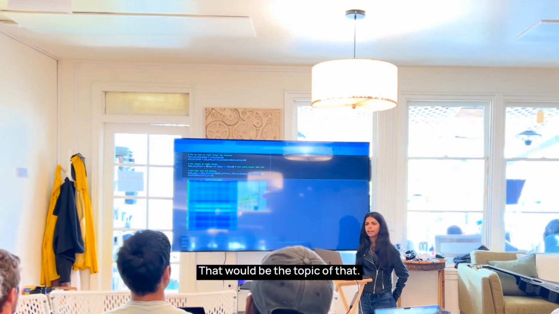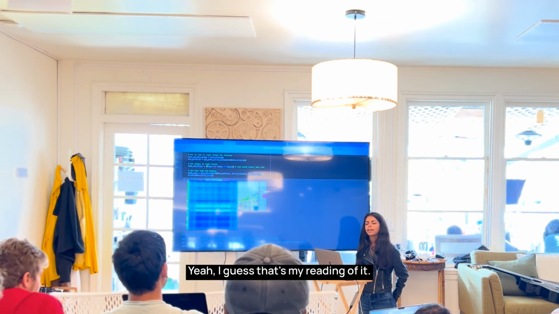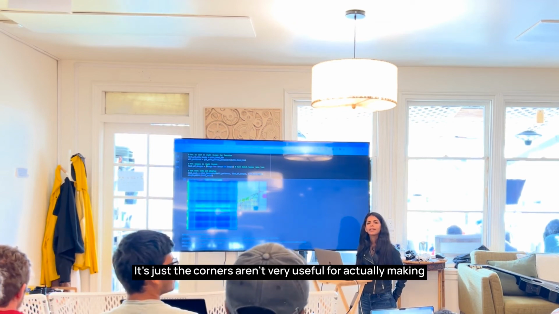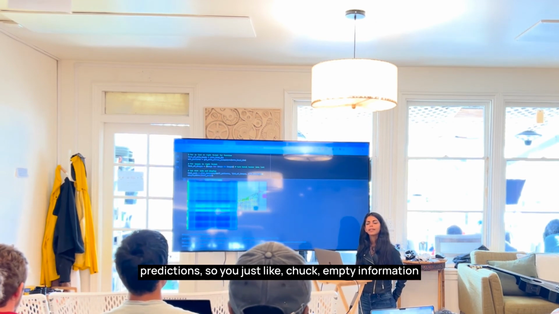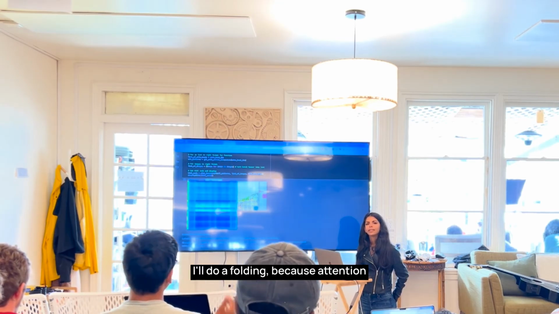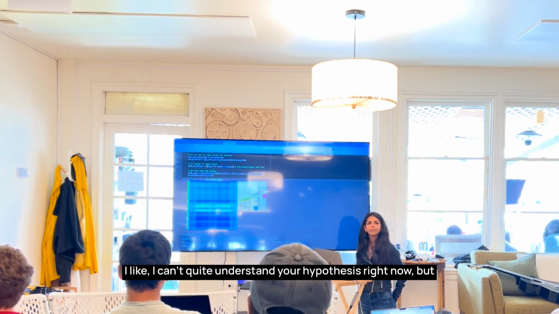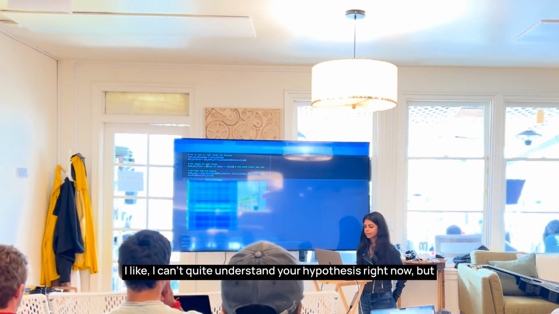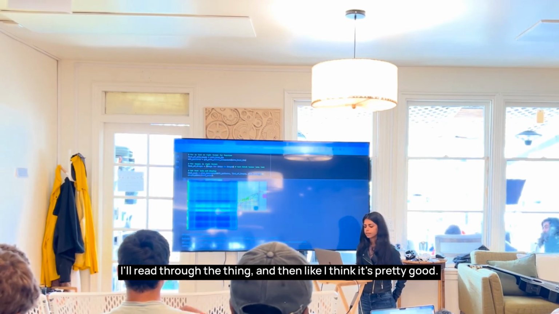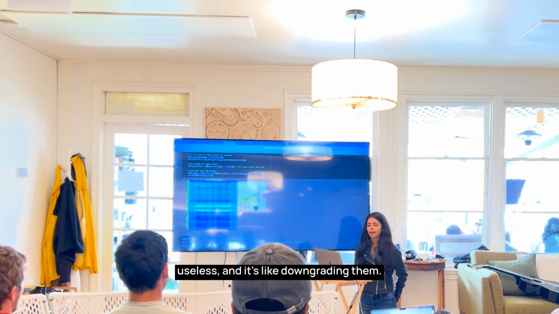Yeah. Or it could be that all of that is useless. That was my reading of it, that the corners aren't very useful for actually making predictions. So you just chuck empty information there, or maybe do a max pooling or something. Yeah. Average pool, because attention is divided by. Yeah, I don't know. I can't quite understand the hypothesis right now. I'll read through the thing. I think it's perfectly plausible that the corners are useless and it's downweighting them.